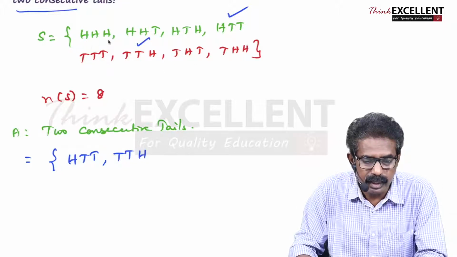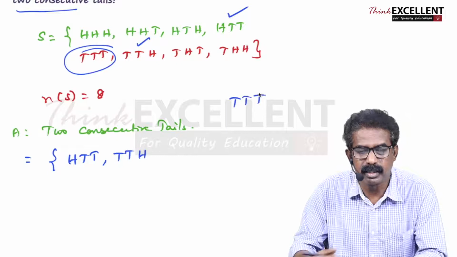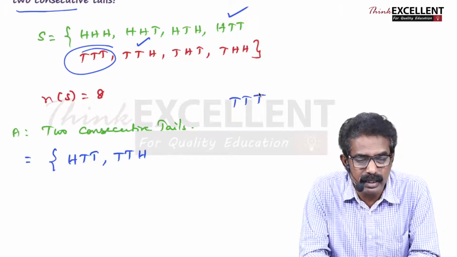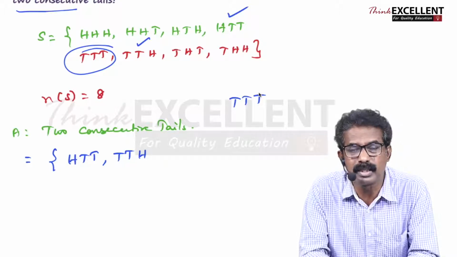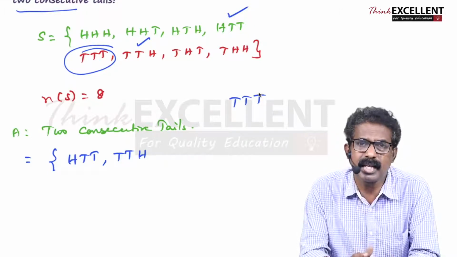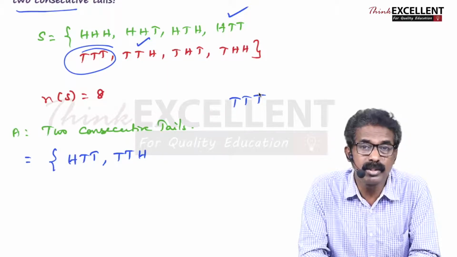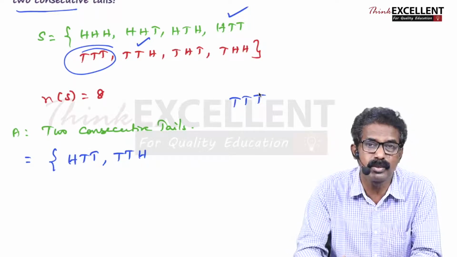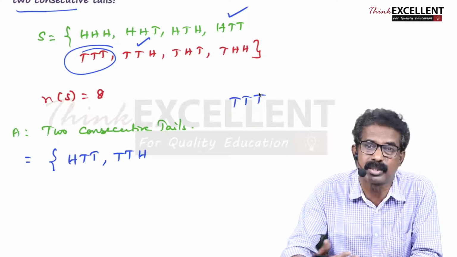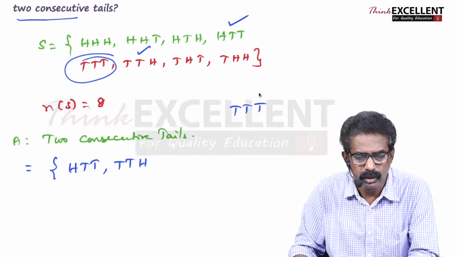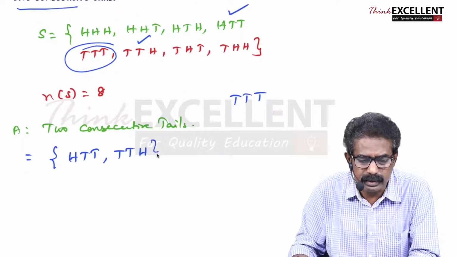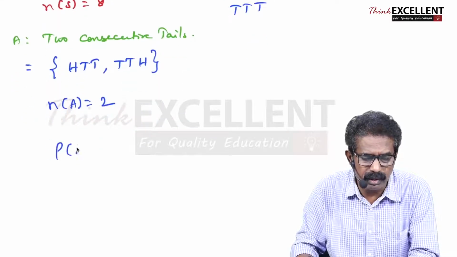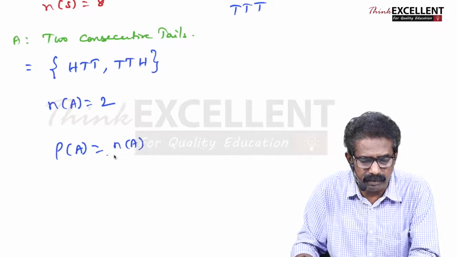Anything else? Can you take this, TTT? Here 2 consecutive tails or 3 consecutive tails? 3 consecutive tails. But what they asked? 2 consecutive tails. So 2 consecutive tails means exactly 2 consecutive tails. At least 2 consecutive tails means, at least means what? 2 or more. In that case, you take 2 consecutive tails or even 3 consecutive tails. Okay. But the question is 2 consecutive tails, so it should be exactly 2 consecutive tails. So n of A is only 2. So probability of the event is equal to n of A by n of S.